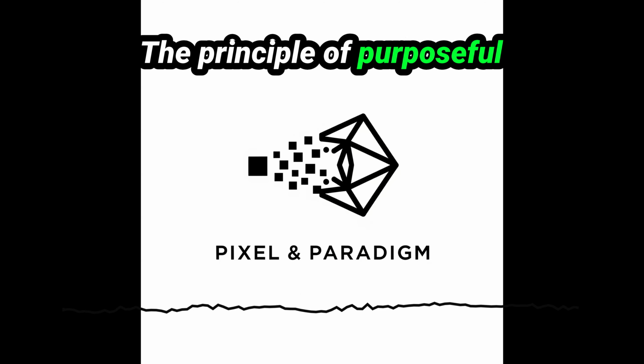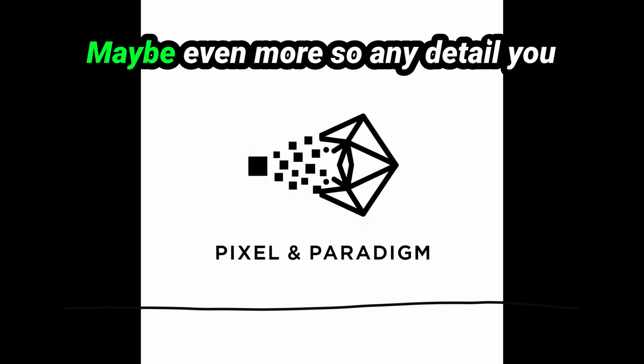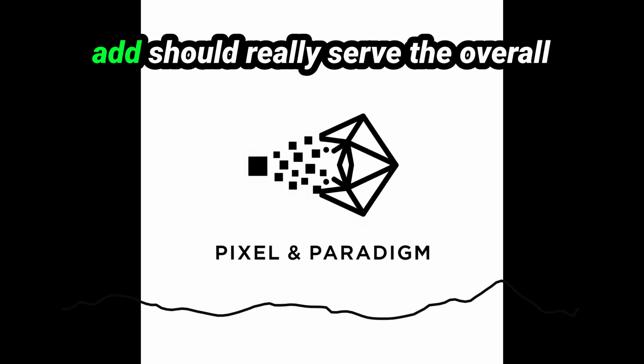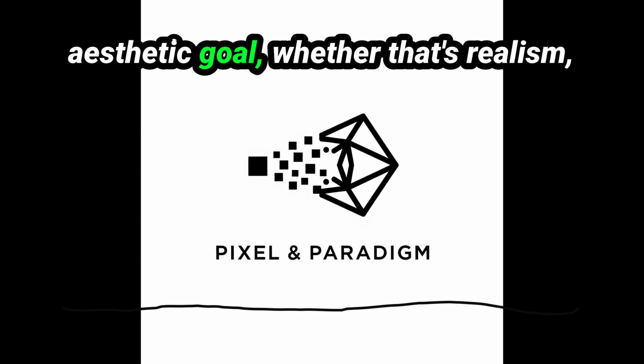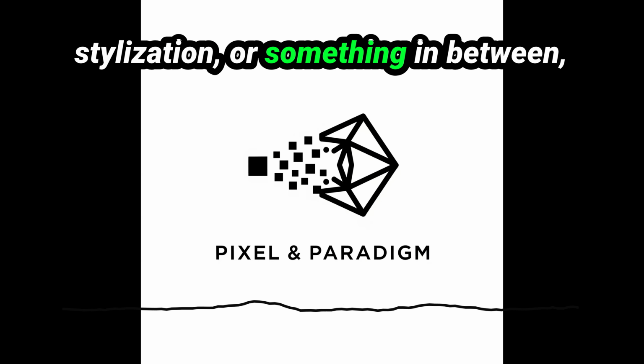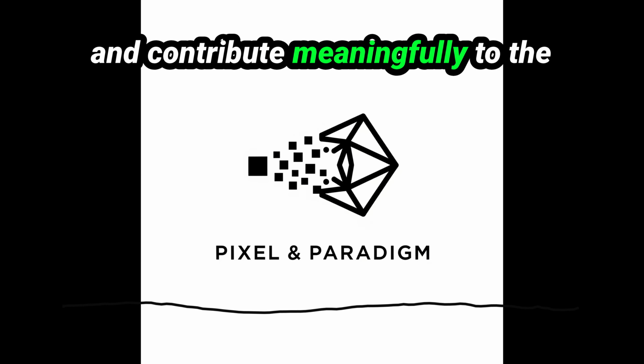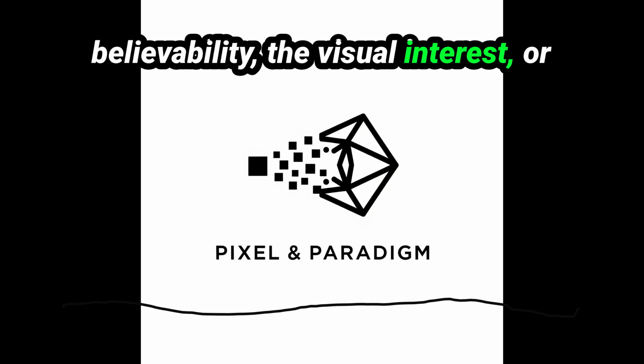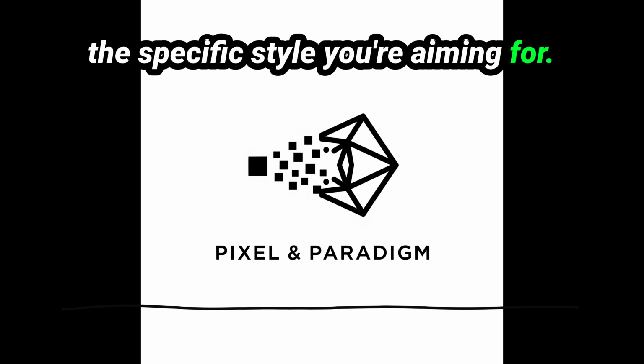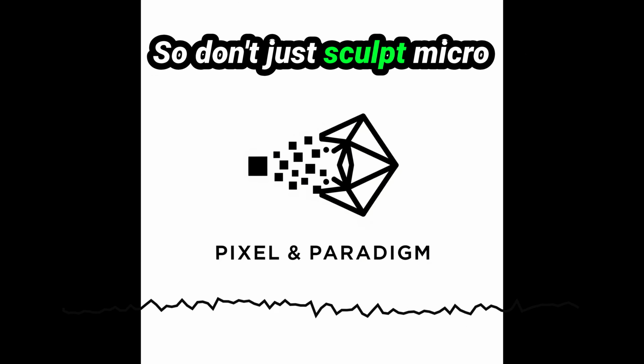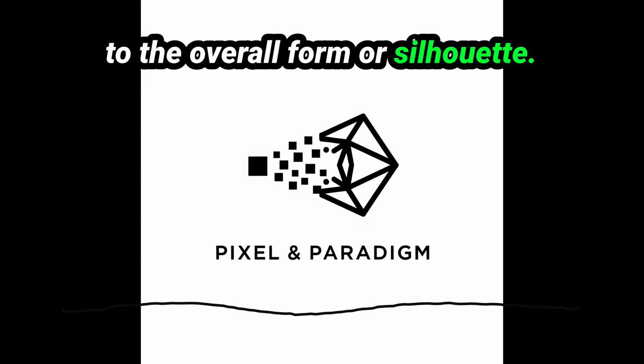The principle of purposeful polygons is still highly relevant, maybe even more so. Any detail you add should really serve the overall aesthetic goal, whether that's realism, stylization, or something in between, and contribute meaningfully to the believability, the visual interest, or the specific style you're aiming for. So don't just sculpt micro-wrinkles everywhere if they won't even be visible at typical gameplay distances, or if they don't actually add anything to the overall form or silhouette.